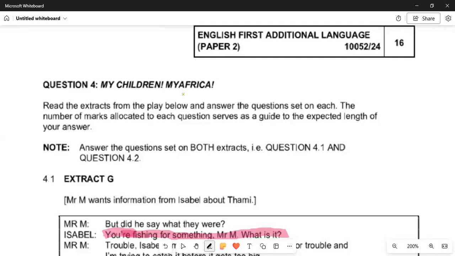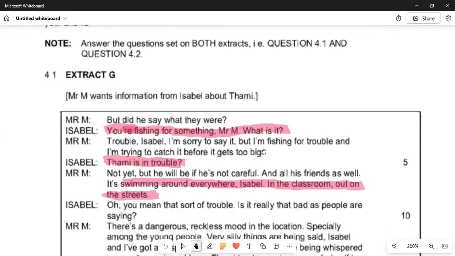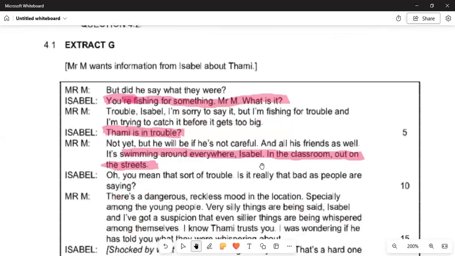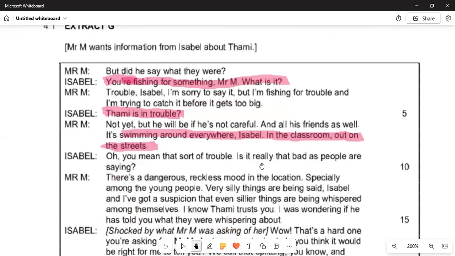Let us read the extract so that we understand it better and with diligence. The extract starts where Mr. M is talking. He says, Isabel, you are fishing for something. Isabel replies, Mr. M, what is it? Then Mr. M replies, trouble, Isabel. I'm sorry to say it, but I'm fishing for trouble and I'm trying to catch it before it gets too big. That is an ironical expression.